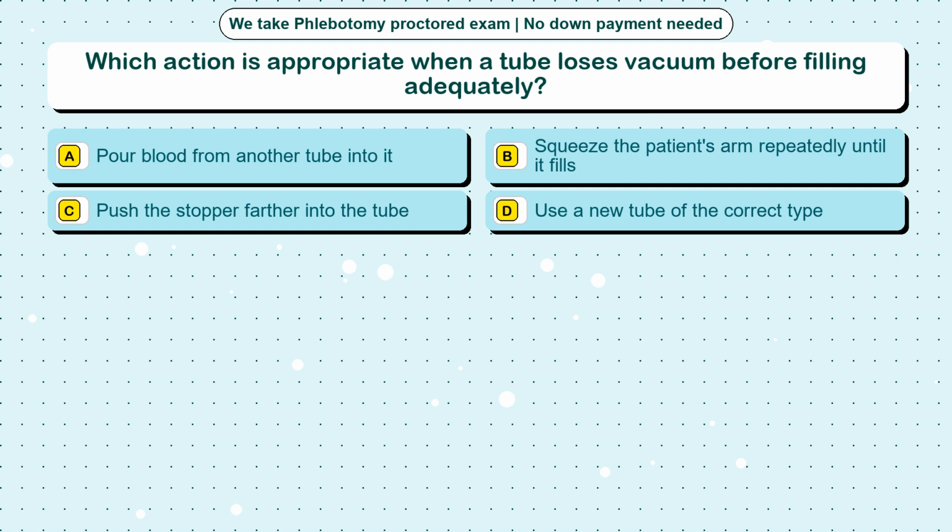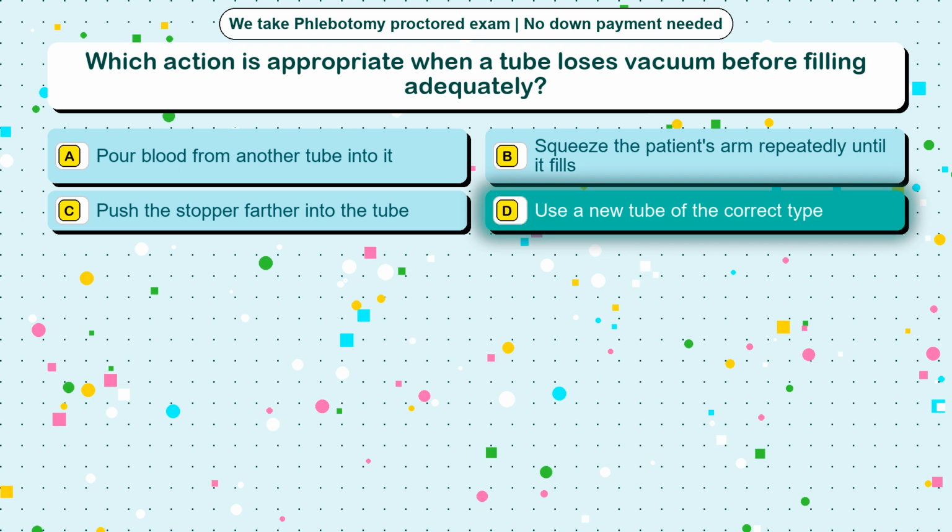Question 54. Which action is appropriate when a tube loses vacuum before filling adequately? Option A, pour blood from another tube into it. Option B, squeeze the patient's arm repeatedly until it fills. Option C, push the stopper farther into the tube. Option D, use a new tube of the correct type.